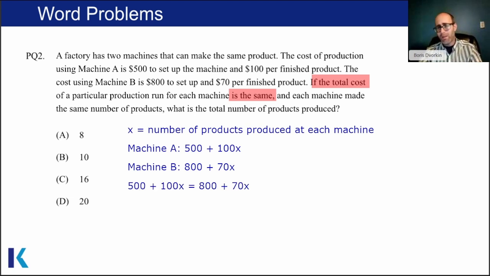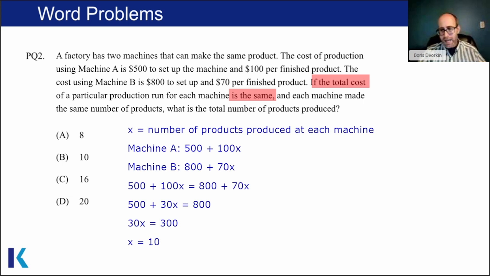Now this problem's all about the setup. The test makers are testing whether you can read 5 lines of wordy math text and not panic. Because as long as you don't panic, you end up with this equation, which is not that big of a deal. Subtract 70x from both sides, get 500 plus 30x equals 800. Subtract 500 from both sides. So 30x equals 300. This is actually quite convenient, because 300 over 30 is, of course, 10.